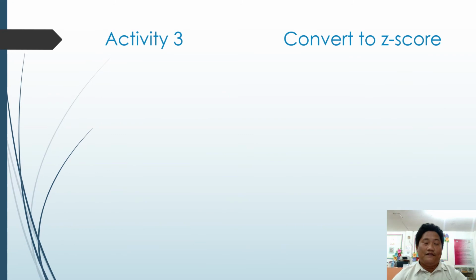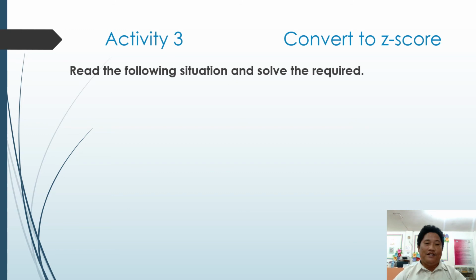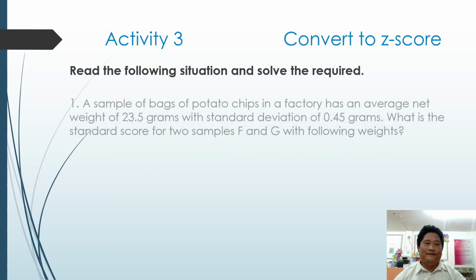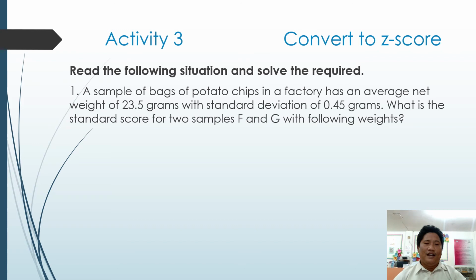And now let's have our activity 3, convert to z-score. Read the following situation and solve what is required. Number 1. A sample of bags of potato chips in a factory has an average net weight of 23.5 grams with a standard deviation of 0.45 grams. What is the standard score for two samples F and G with the following weights? Our F is 26 grams and our G is 22 grams. I'll give you time to solve for this.